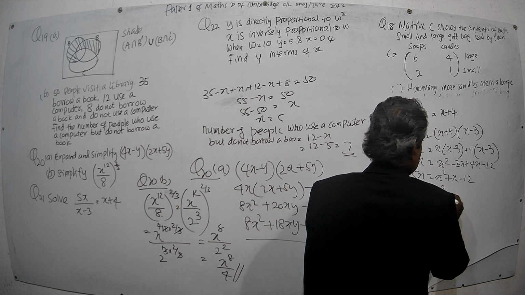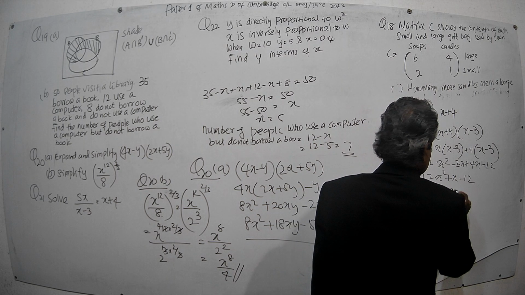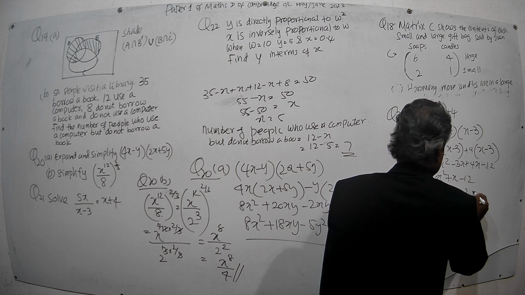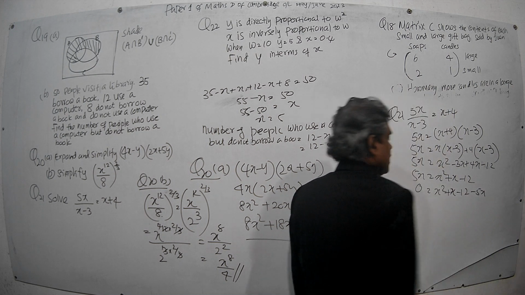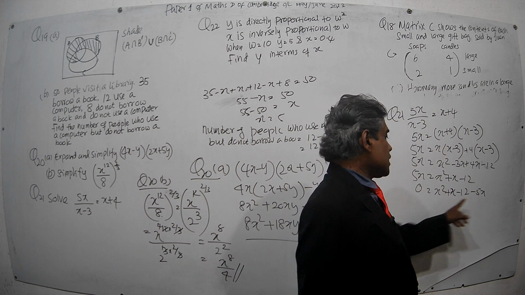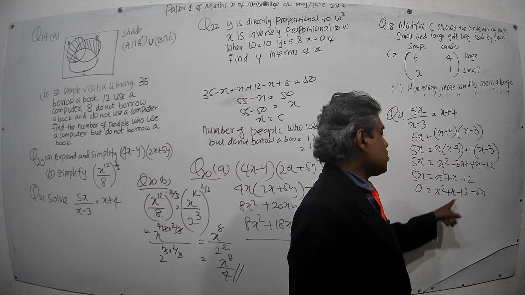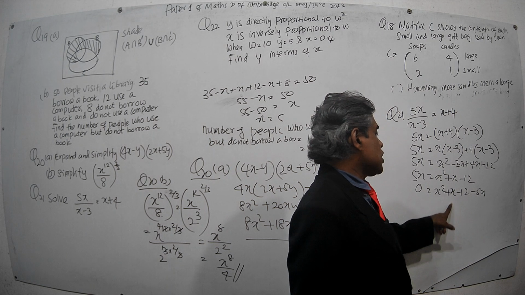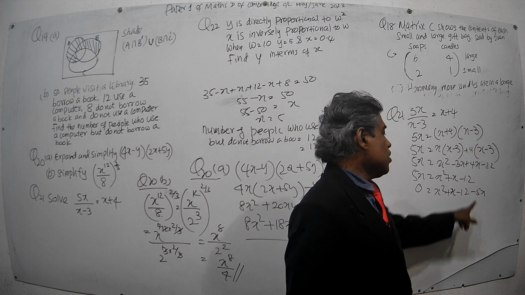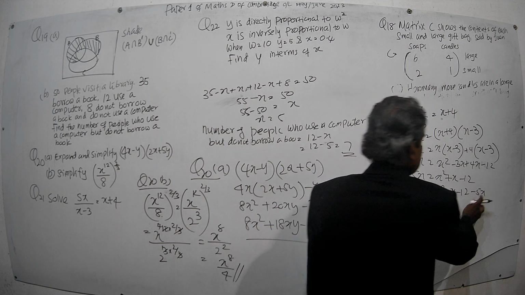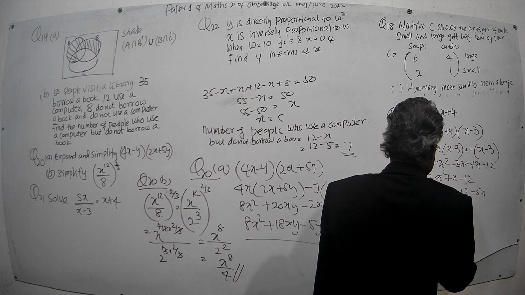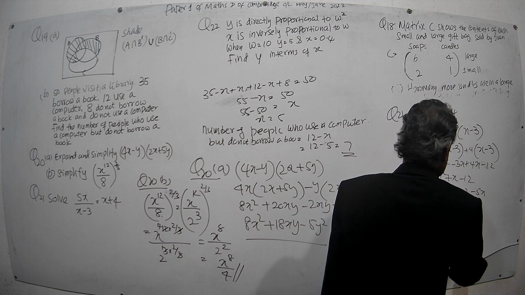Then x squared minus x minus 12 minus 5x. Here, minus 5x and plus x again become two like terms you can subtract. This is positive x, negative 5x. Therefore, subtract and the answer will be negative 4x. So 0 equals x squared minus 4x minus 12.